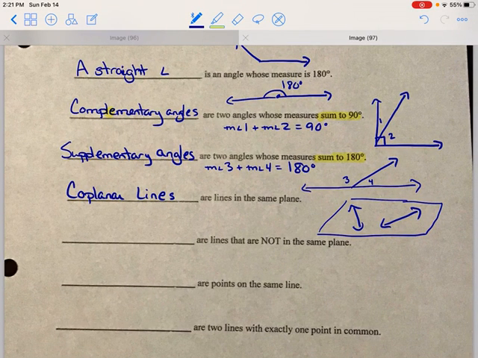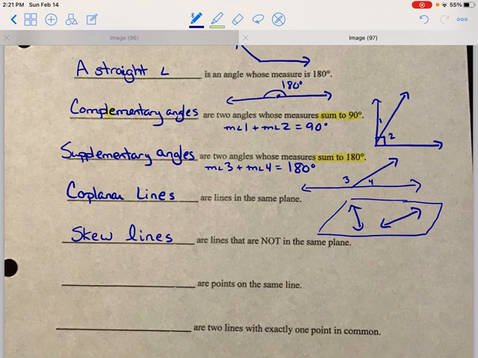Now, if they're not on the same plane, I can't demonstrate this on a flat piece of paper, but if they're not in the same plane, they're called skew lines. So I'll give you more examples of skew lines when we can get back to some in-person. So these would just be two lines that are not contained on the same flat surface.